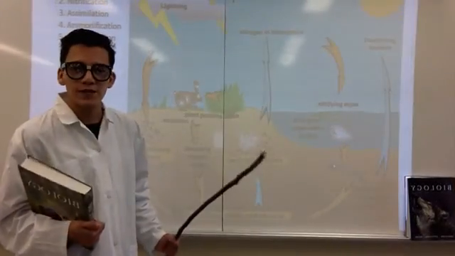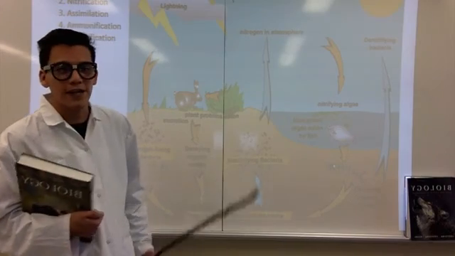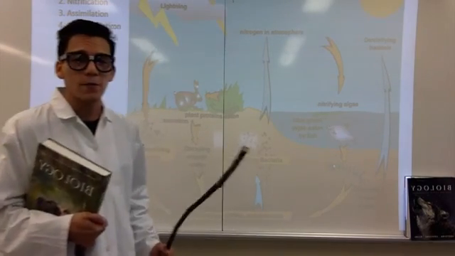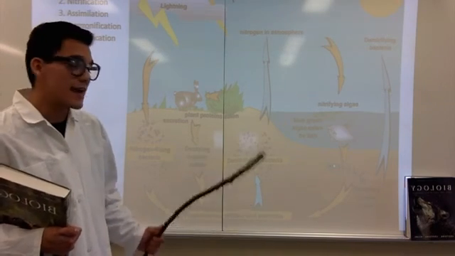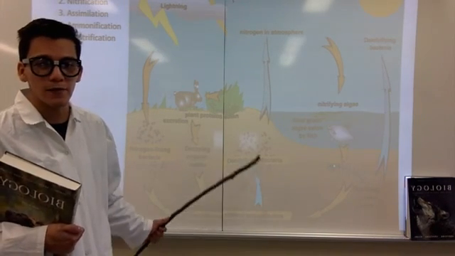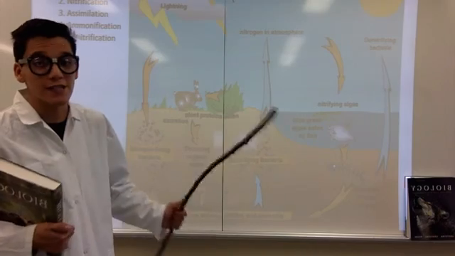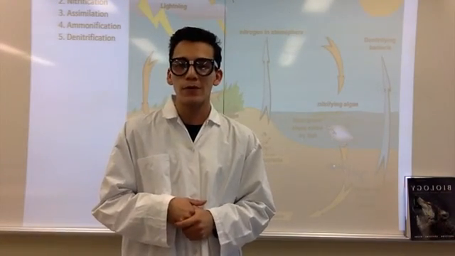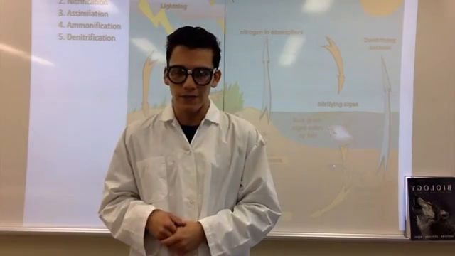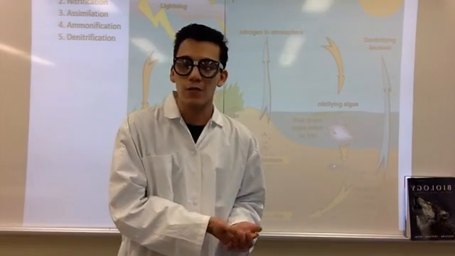Then ammonification, where decomposers like fungi and bacteria turn the nitrogen back into ammonia, and they restart the cycle. There's also that extra nitrogen that gets put back out in the air, which is called denitrification. My colleague, Jacob, will explain more about the aquatic nitrogen cycle and the consequences when there are imbalances.